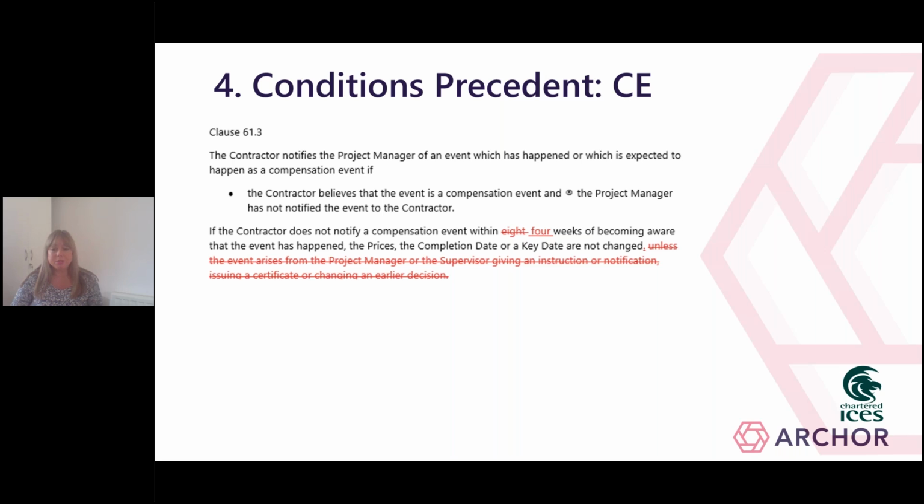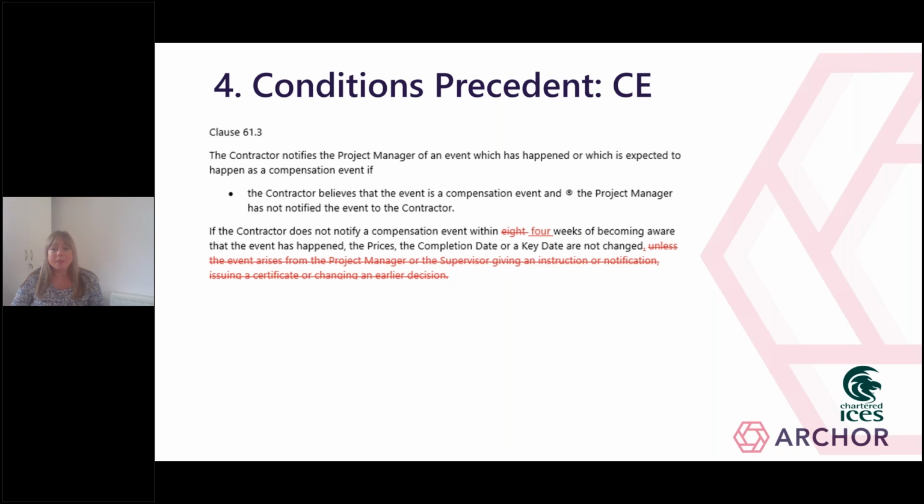So why is all of this important? Well, as I said earlier, the standard NEC clause that deals with compensation events is already drafted in such a way that if notice is not given, there is no change to the prices or the completion date. Now, this is arguably a condition precedent clause even without any amendment to it. The specific clause I'm talking about is clause 61.3, as shown on the slide, that if a compensation event is not notified by the contractor within 8 weeks of becoming aware that the event has happened, the contractor loses his entitlement to any change to the prices or the completion date.